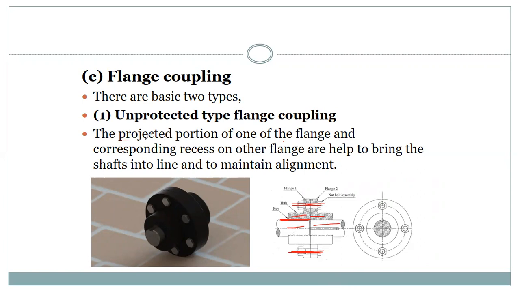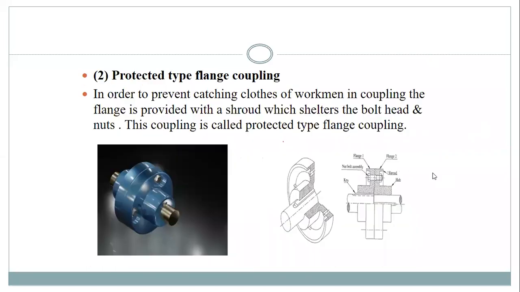right? You can see the projected portion here. No cover is provided at the bolt. Here, no cover is provided at the bolt, right? So that's why these are called the unprotected type of flange coupling, right? Again, since this is a rigid coupling, remember there should be perfect alignment between the shafts. Bolting will help us to do that.